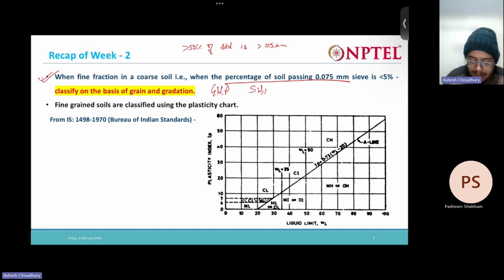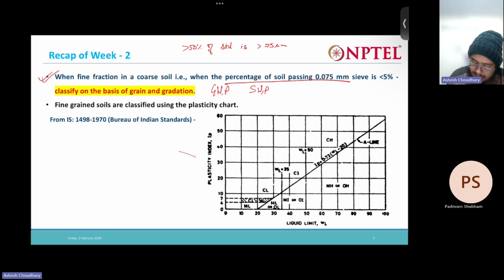Now, the second case: if the soil is fine, say 450 grams out of 500 grams is passing through 75 micron, that means our total soil is fine. If the soil is fine, then we use this chart, the plasticity chart, to classify the soil. We will see how you can use that.